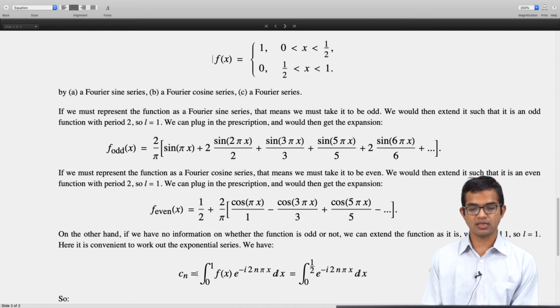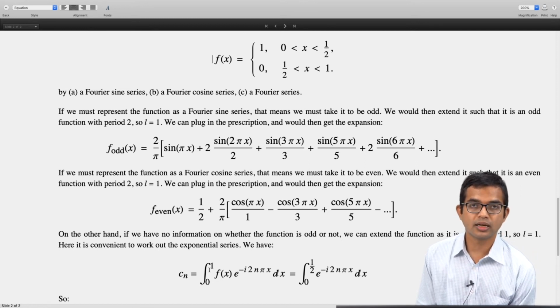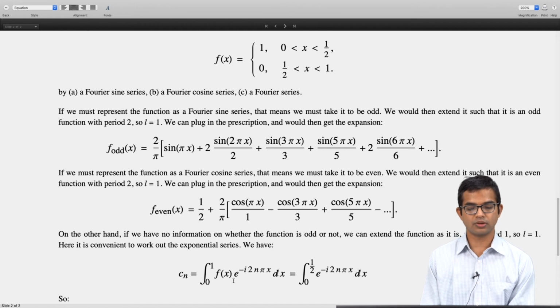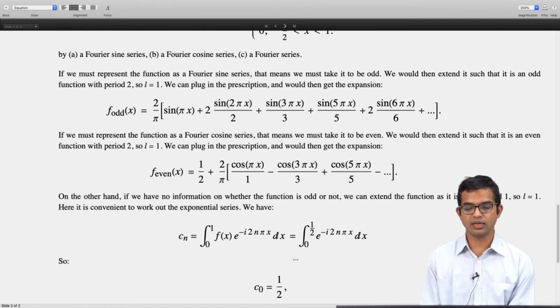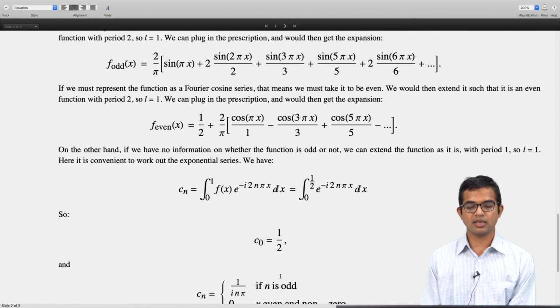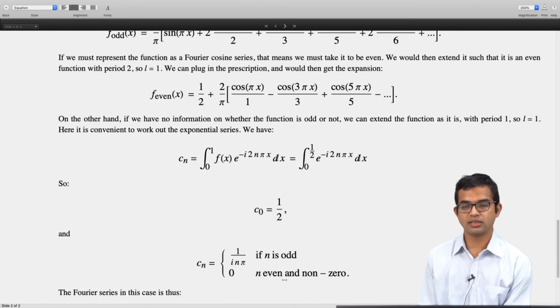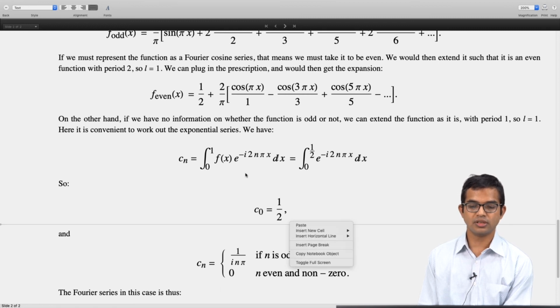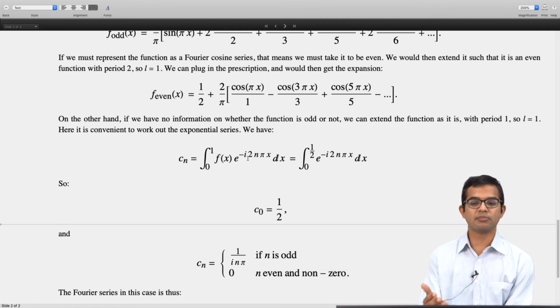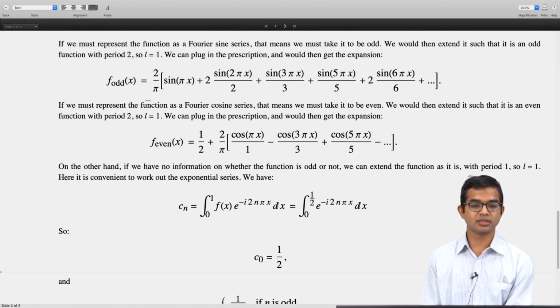So then you have Cn is given by this expression, and then like I said, it's always good to take special care for C0. So C0 you have to compute separately, and then you get a half, and then Cn is just 1 over I n pi if n is odd, and it is 0 if n is even and non-zero. If it is 0, then it is a half, otherwise it's 0, right? So the Fourier series in this case is, so you notice all these 2's here, which comes from this n pi by L, right? In this case L is a half, whereas in the first two cases L is actually 1.